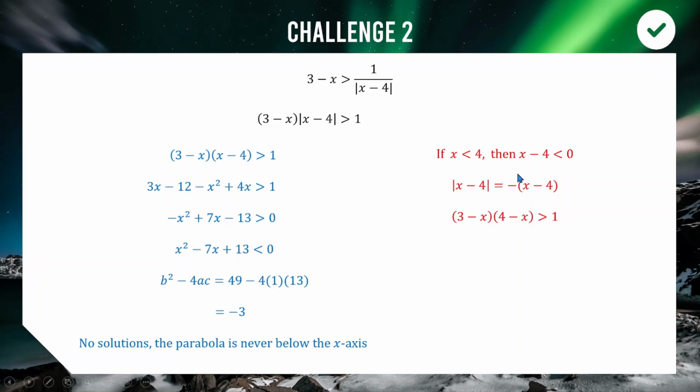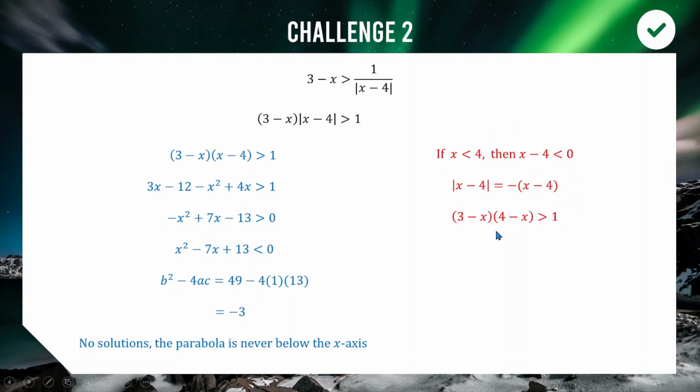So that means if we make this negative, we're going to have a negative x here, and we're going to have a positive 4 here. So we're just rewriting this expression here with a positive 4 and a negative x. So this is just the negative version of this. Okay. So keep in mind, this is only going to be valid if x is less than 4. That's the whole thesis of this argument in red.